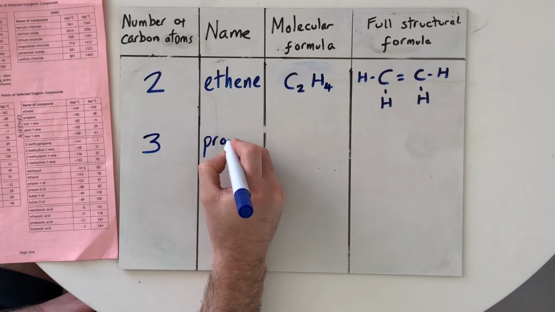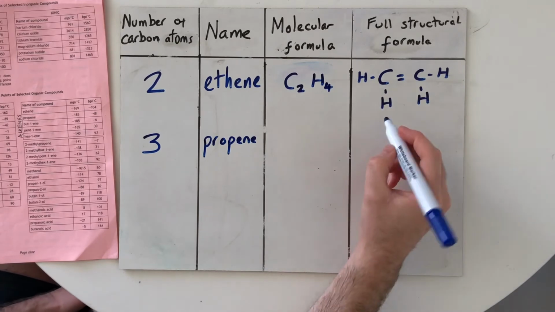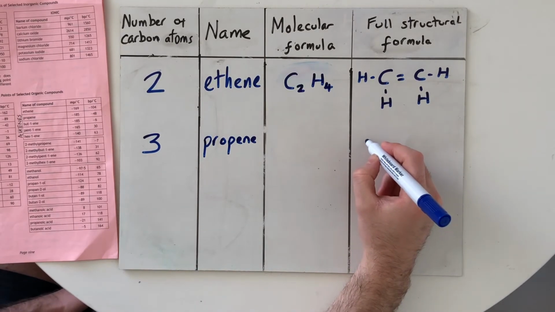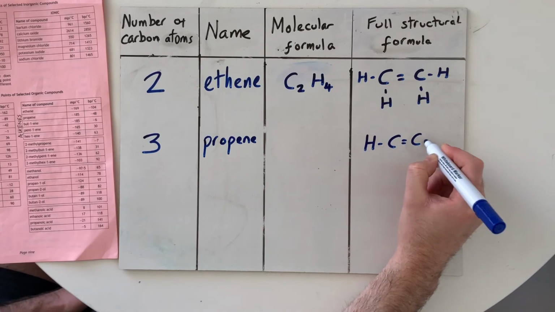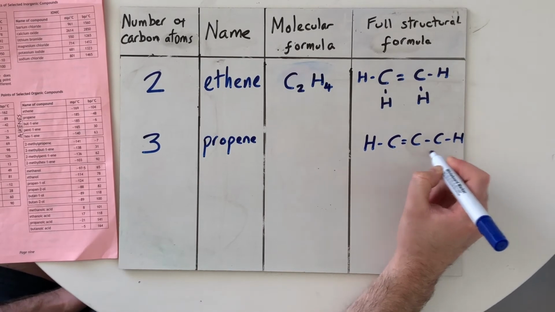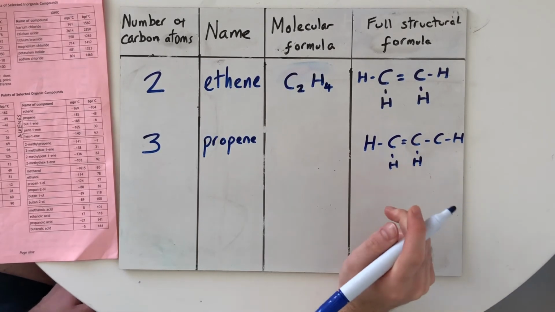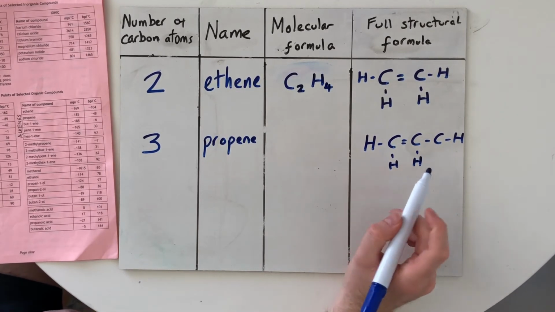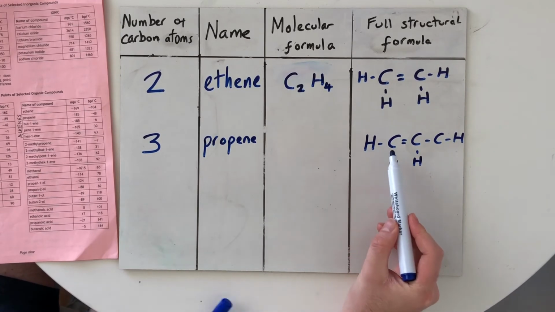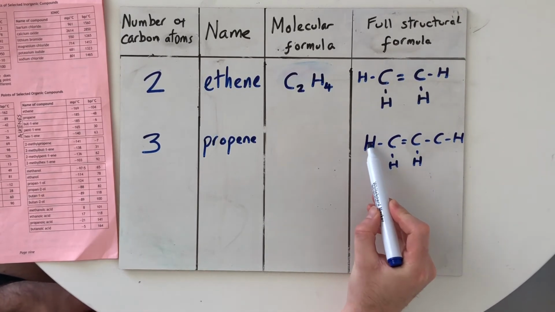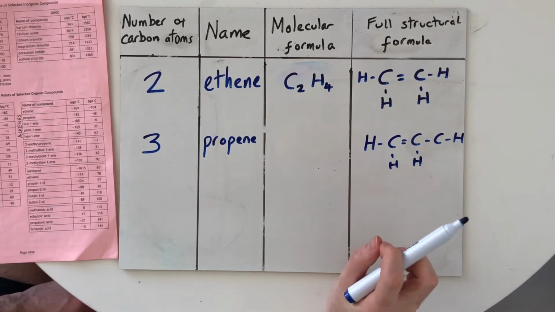Let's move on to propene now, which is 3 carbons. Prop meaning 3, ene meaning contains a double bond. So let's do a full structural formula first. Now here's where you need to be careful. You need to make sure each carbon atom has 4 bonds. So the first carbon atom here has a hydrogen coming off the end, hydrogen coming down.